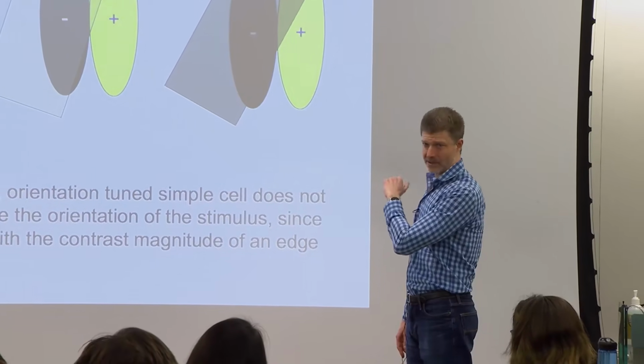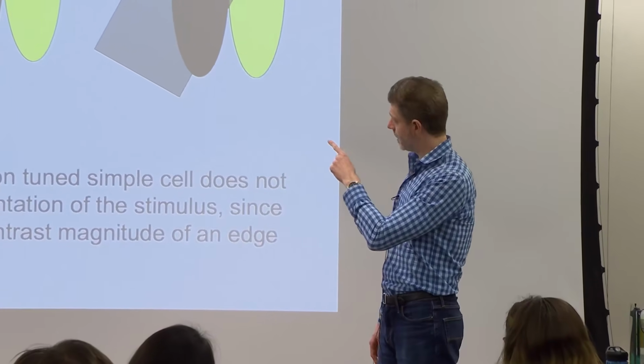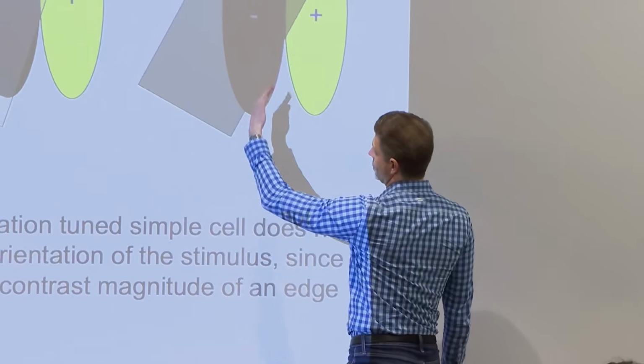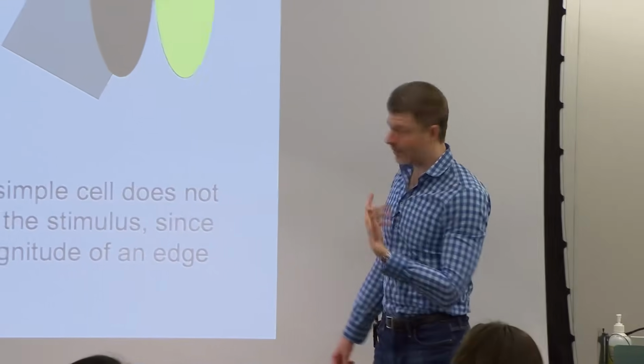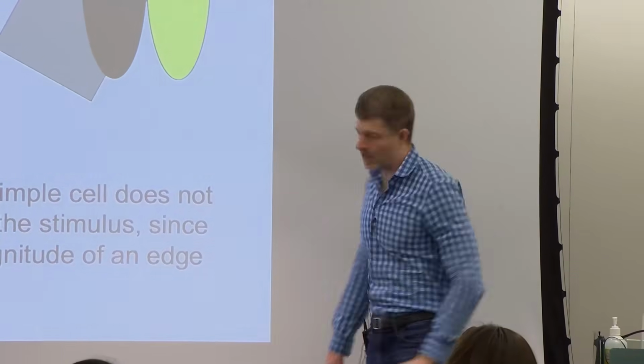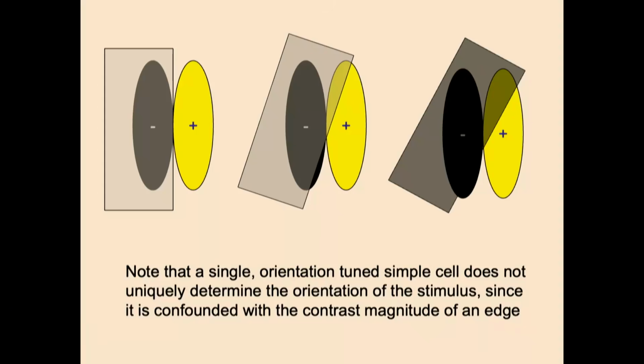But you can also manipulate the response by changing the image intensity, or the contrast. So here, the orientation is changed and the contrast is increased by just the right amount to give you the same response. The orientation of the stimulus is confounded with the contrast, in this case, of an edge.